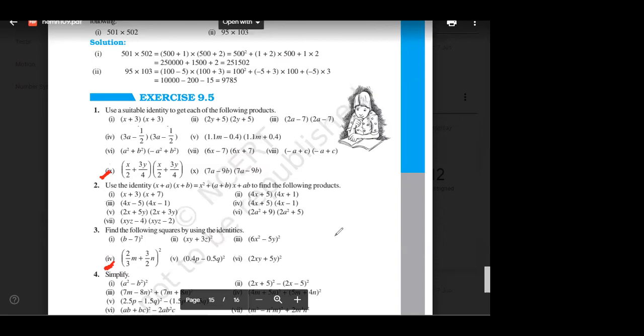So it is (2/3 m) whole square, a square, plus b square, which is (3/2 n) square, plus 2 into 2/3 m into 3/2 n, right? So if you solve, 4/9 m squared plus 9/4 n squared, okay? Plus 3 will get cancelled, 2 will get cancelled. So I will be left with 2mn. So this is the answer of the fourth one. Done? Fourth one is clear? Yes, sir.